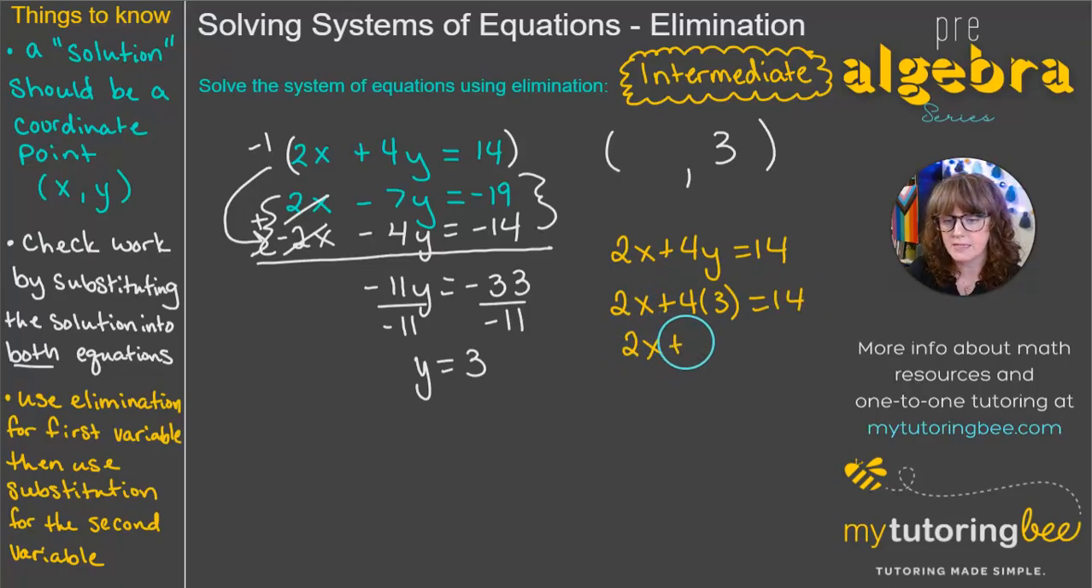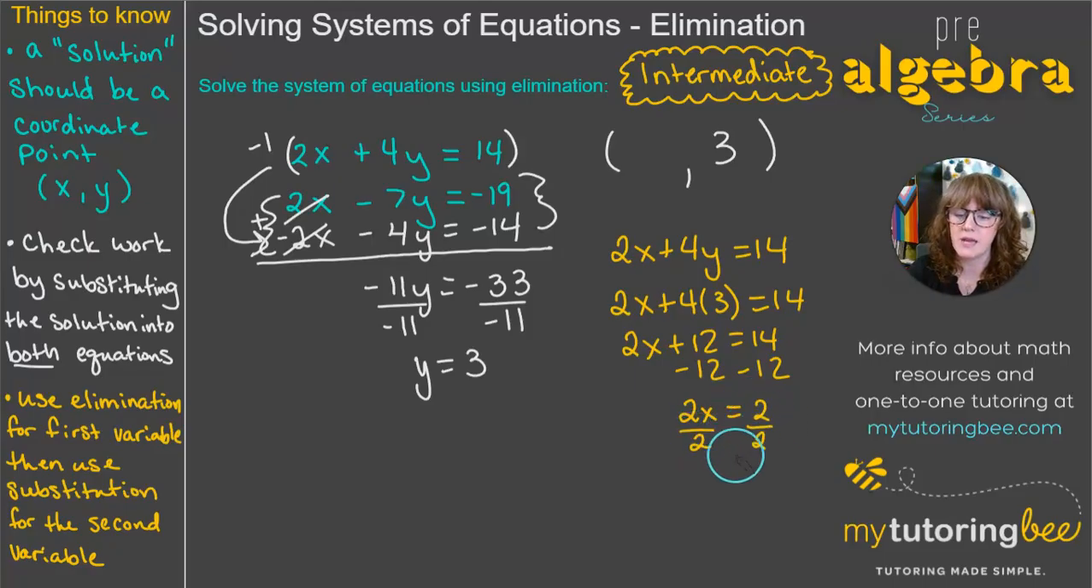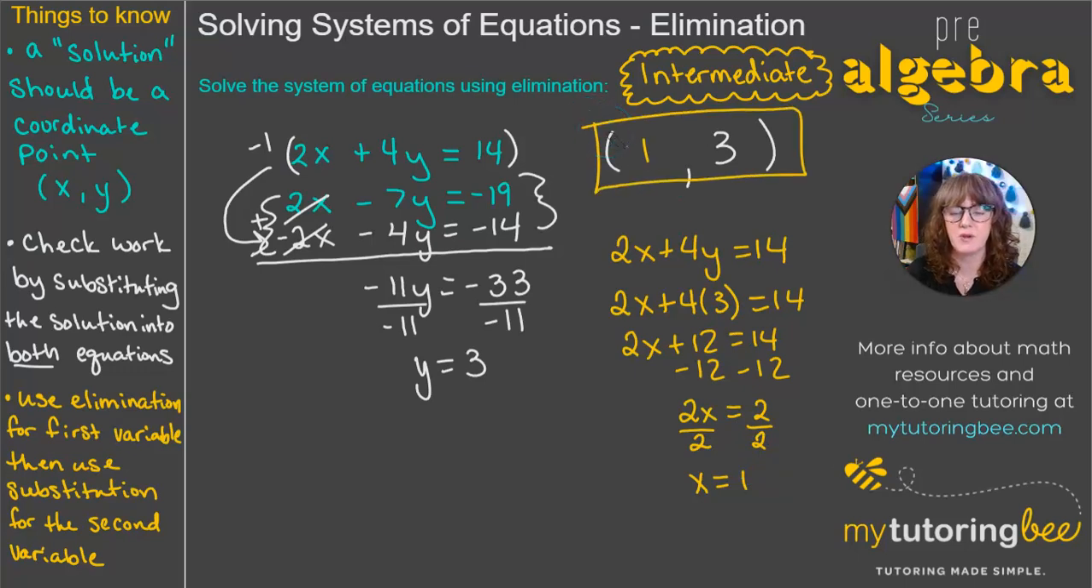So we've got 2x plus 12 equals 14. Subtract 12 from both sides. We've got 2x equals 2. Divide by 2 on both sides, and then x equals 1. So that is our solution to this system of equations.